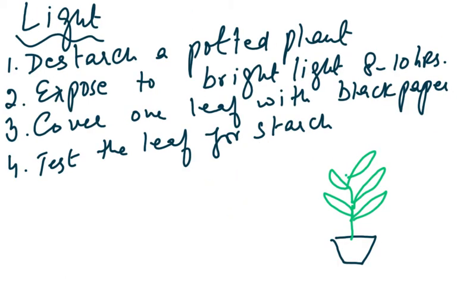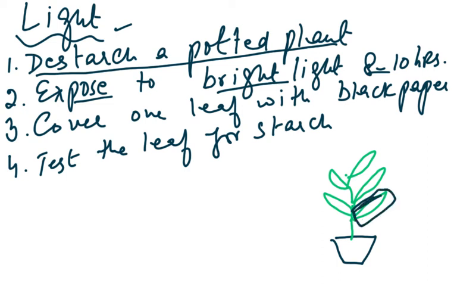Now, the next variable that we need to study is the presence of light. We say light is necessary for photosynthesis. So we do the same test: de-starch a potted plant, and you expose it to bright light for 8 to 10 hours. But before you do that, you cover one of the leaves with black paper. So this one you cover with black paper, the others you don't. Now we cover the black paper on both sides. So this is the leaf that you've covered, this is the leaf that you have not covered, and you're exposing it for 8 to 10 hours to light.